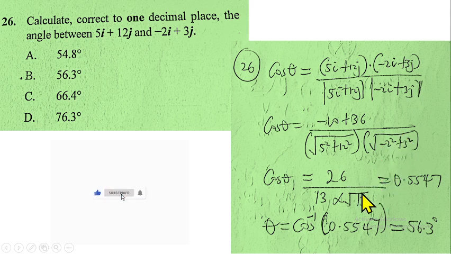So you have 13 left here, times the square root of 13, which if you simplify with your calculator gives us 0.5547. Then to find theta, you take the cos inverse of 0.5547, and that should give us 56.3 degrees as the angle between the two vectors. And option B is the correct option for question number 26.